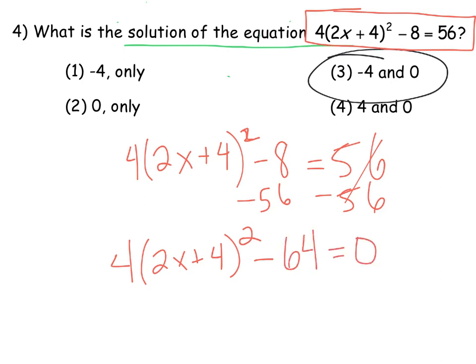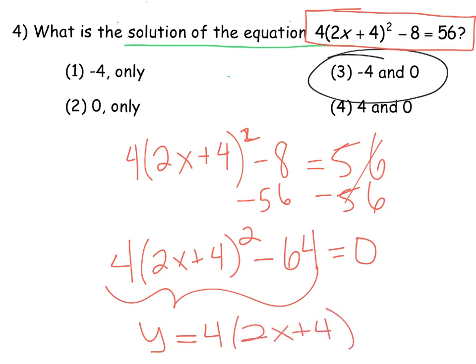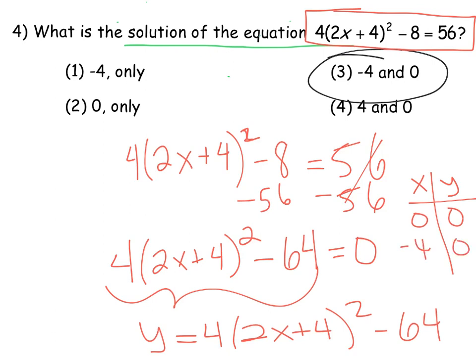You should be putting this into the calculator in y equals and seeing what the zeros are. When you find the zeros, when you graph this in the calc, this is a multiple choice question, so this is a strategy that you should be using. Get it equal to 0, put this in the calc as y equals, and you will find your zeros to be the exact same thing. If you were to look on your table, when x is equal to 0, y is 0, and when x is negative 4, y is 0.